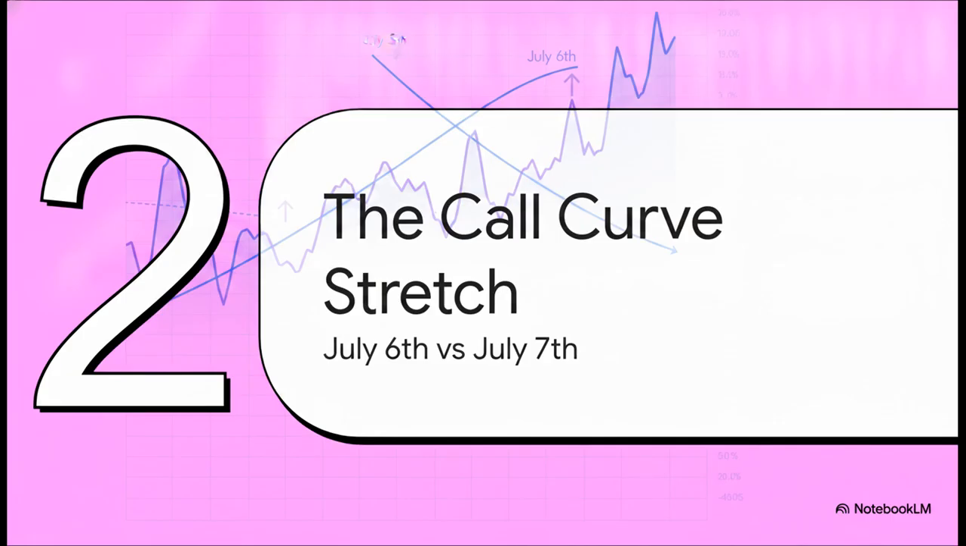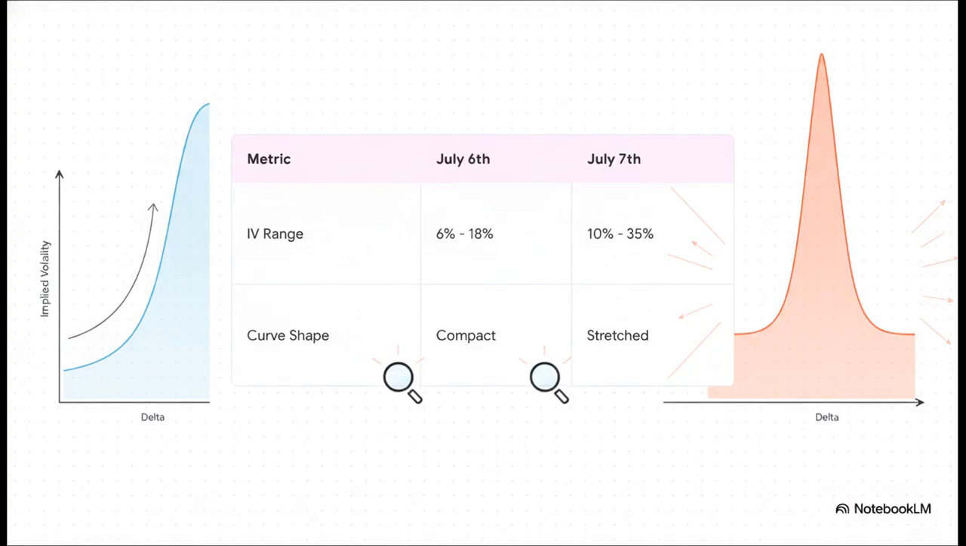Section 2. The call curve stretch. July 6th versus July 7th. There is just a stark contrast between these two sessions. On July 6th, the call curve was tight. It had this compact, orderly, textbook kind of shape. The implied volatility steadily climbed from roughly 6% up to 18% as delta dropped.